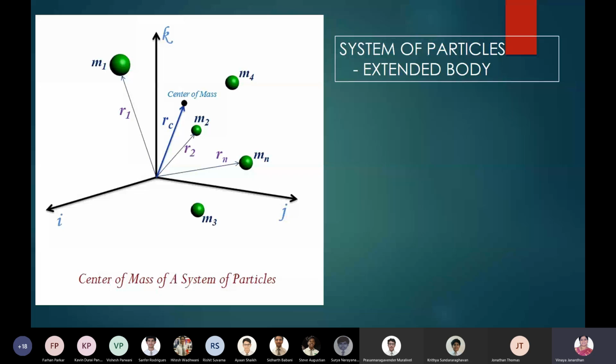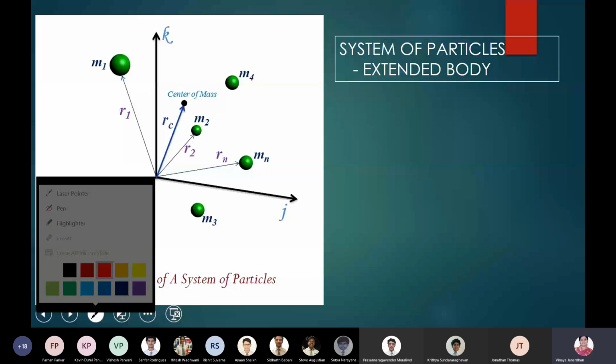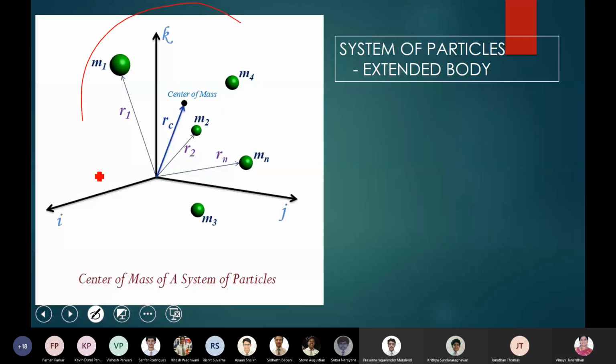Please understand. What do you mean by an extended body? An extended body is a collection of point-sized particles. Each particle might have the same mass or they can have different masses. Each particle will be located at different points with respect to the origin. This is what we call an extended body.